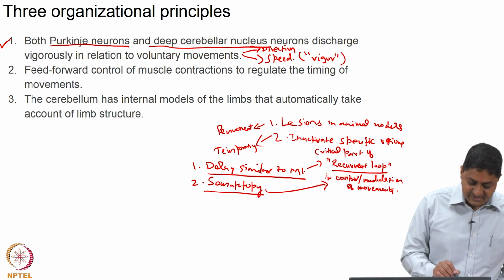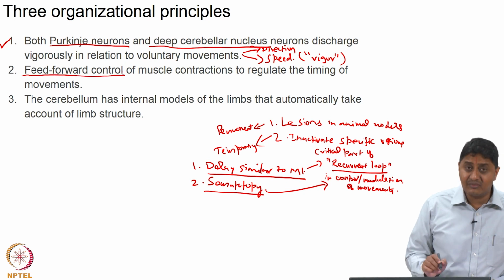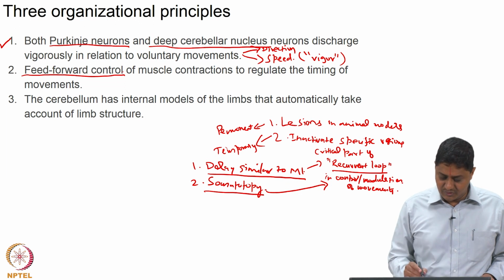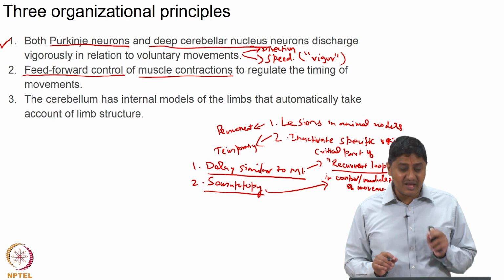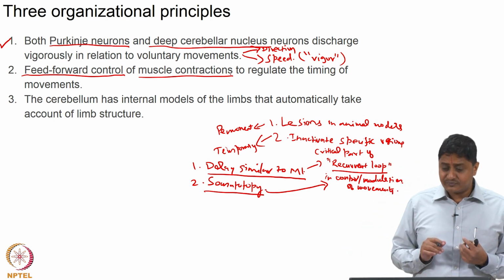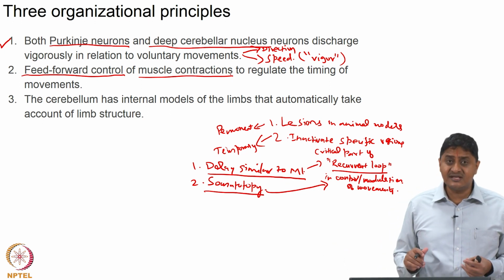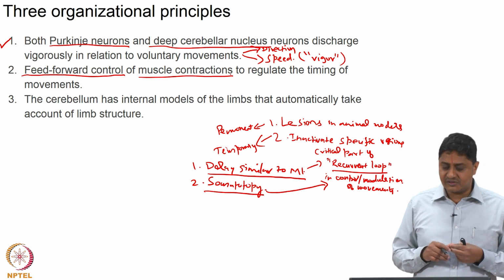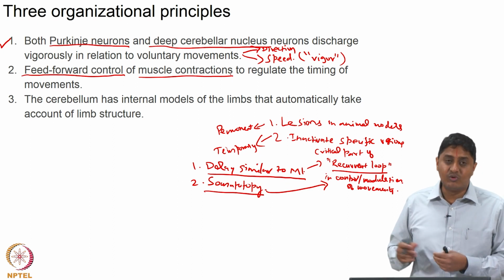Okay. But first this one. So, the cerebellum is believed to perform this function of anticipation by feed-forward control of muscle contractions, thus regulating timing and sequencing of movements. We will discuss some examples in the next few slides. So, there is anticipatory or feed-forward control of muscle contractions, so that appropriately timed sequences of movements are produced.